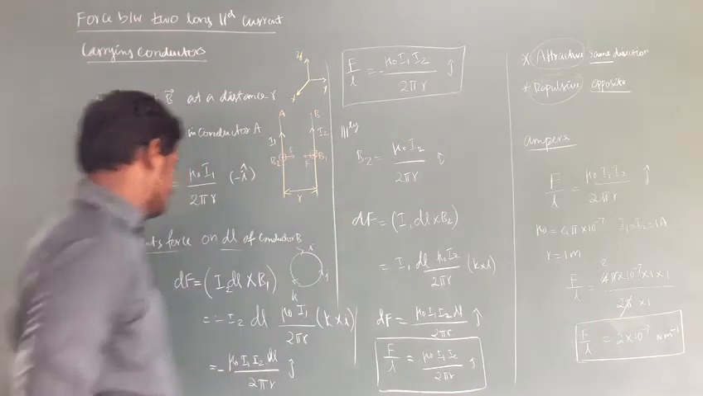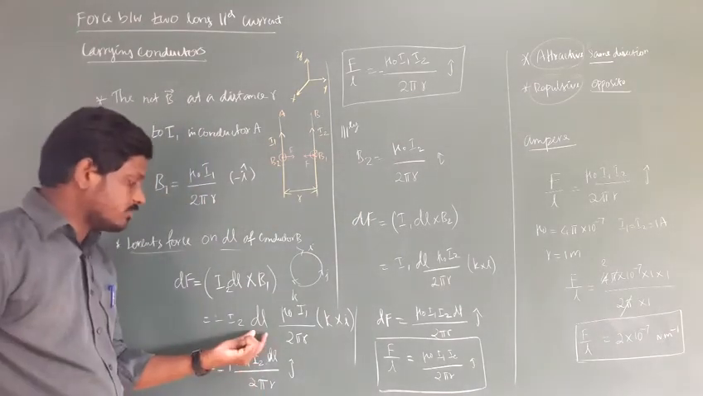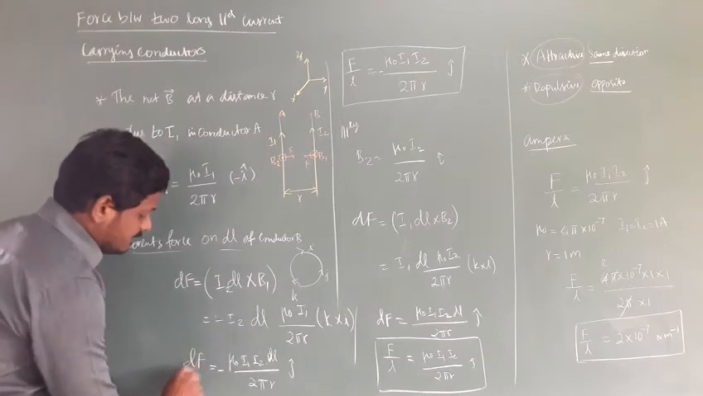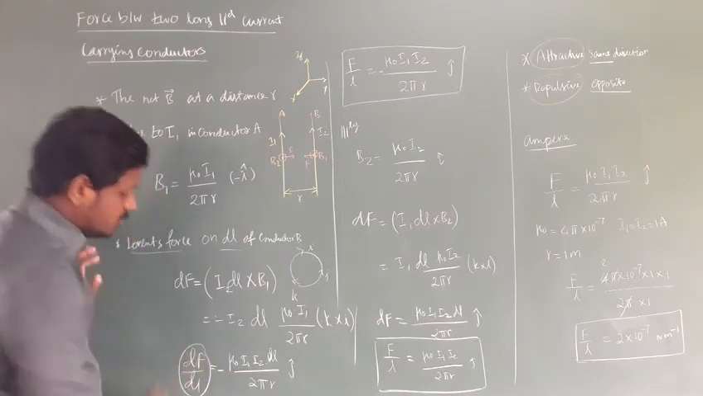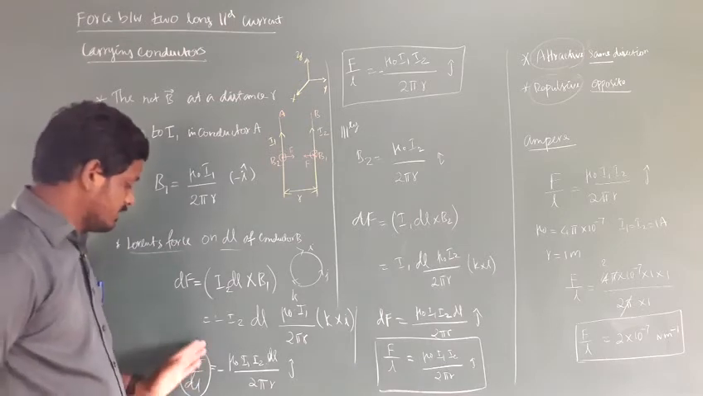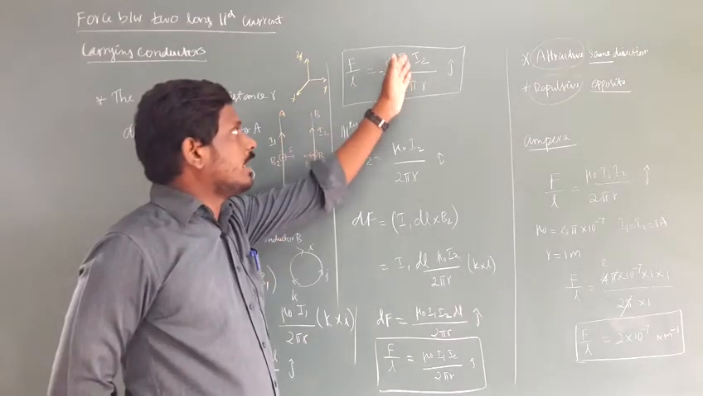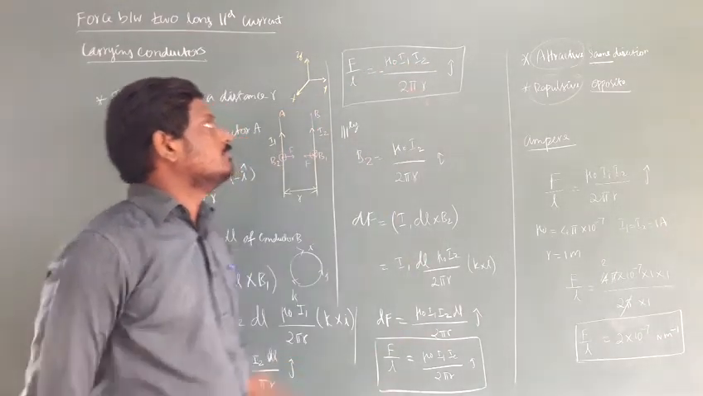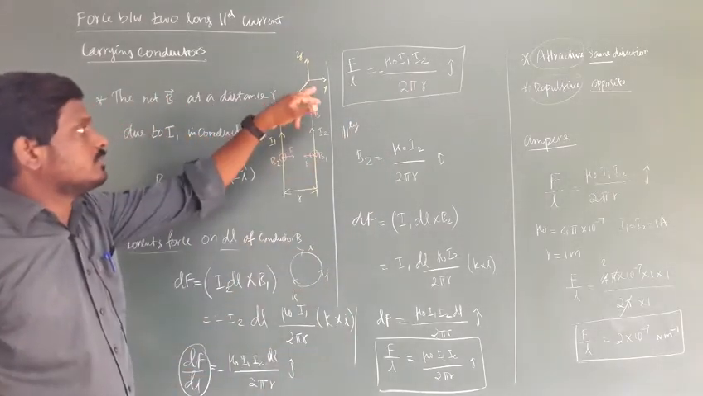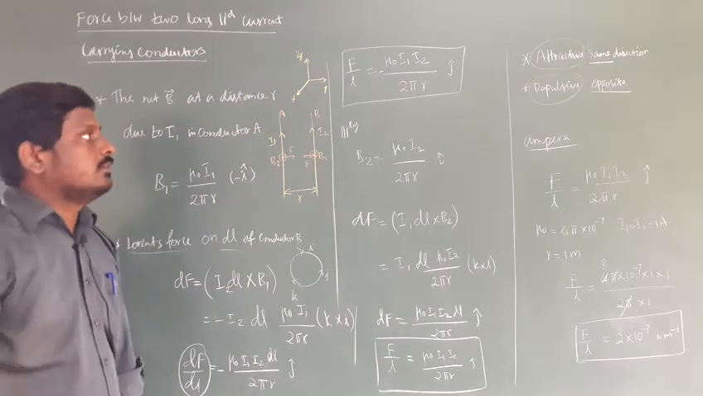So what is the direction of force? Here it is the small force on the small element dl, so we take dl into the denominator. The total Lorentz force per unit length is F by L equals minus mu 0 I1 I2 by 2 pi R J cap. Negative direction means that, since this is the positive y axis, the magnetic Lorentz force acts along the negative y axis.